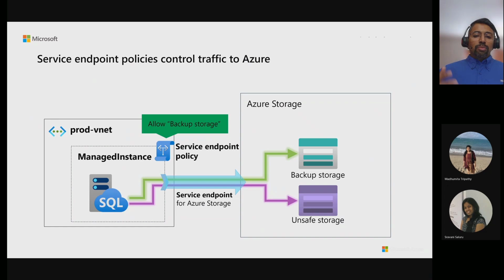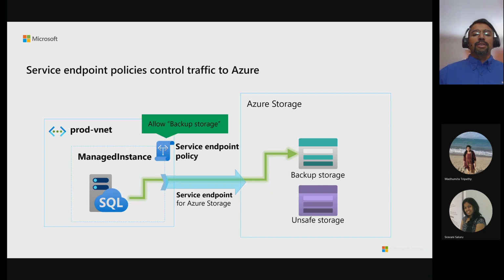Then the way you restrict access is by defining what is called a service endpoint policy. It has a programmatic syntax to say you only want to allow access to backup storage, right? And once the policy is enforced, you can no longer access the unsafe storage or any other storage that's not in the policy. So this is how we do data exfiltration prevention on managed instance. And that was a high level talk on what's changed in network security and connectivity. So thank you, and we'll pause at this point.